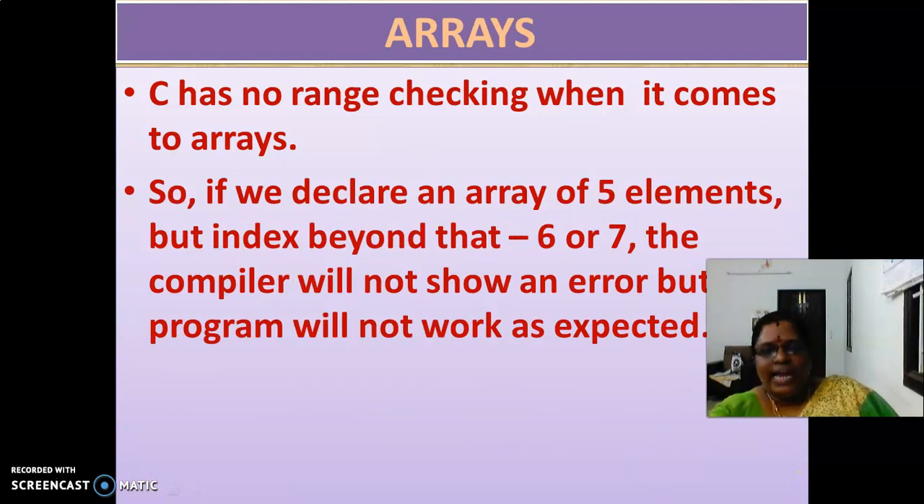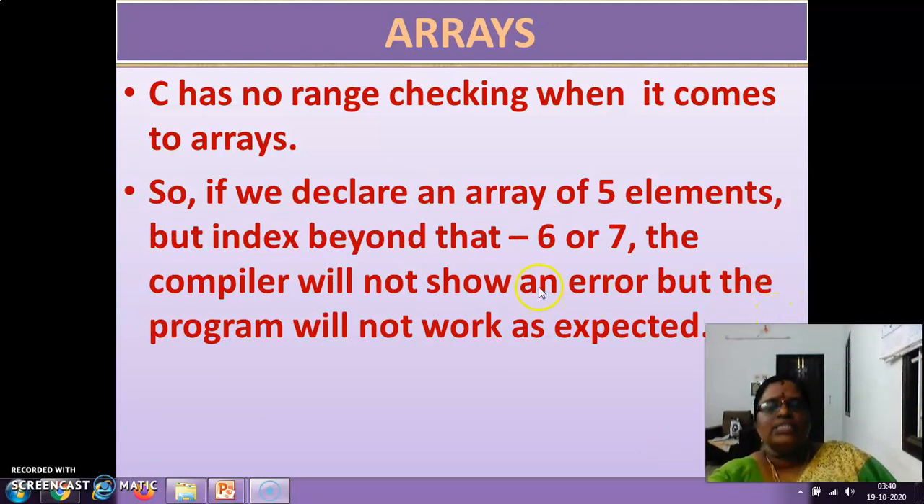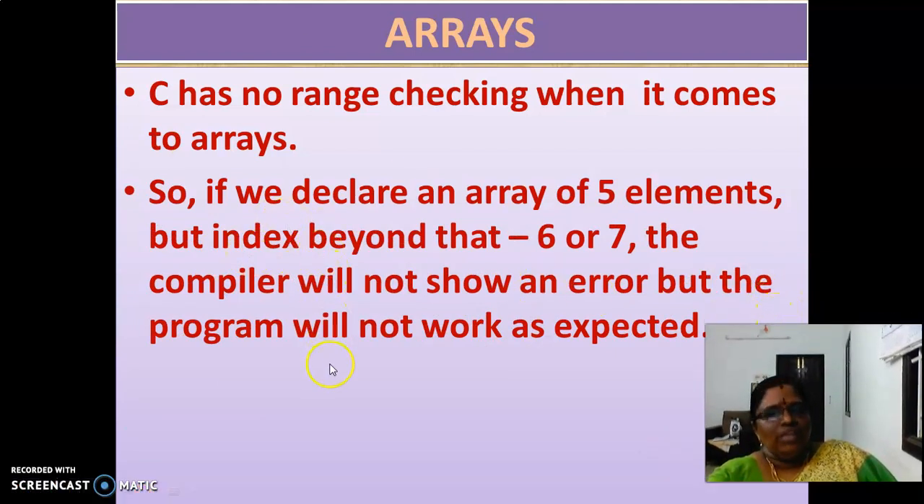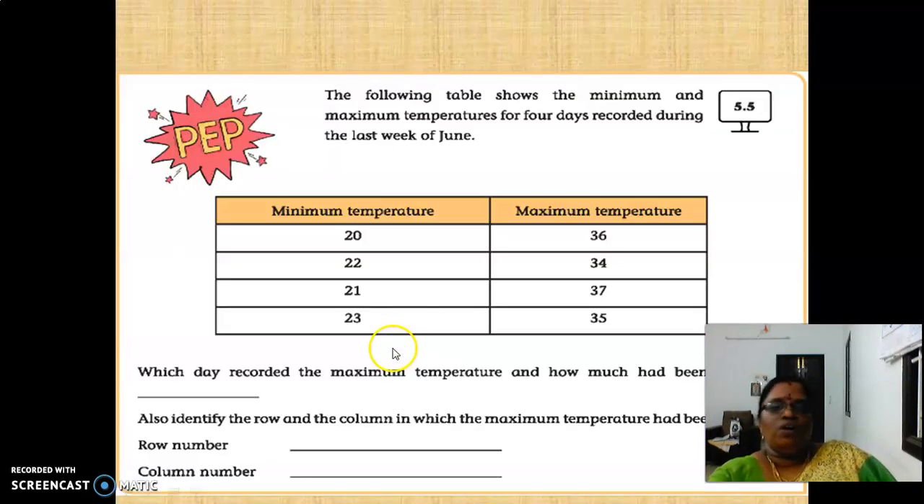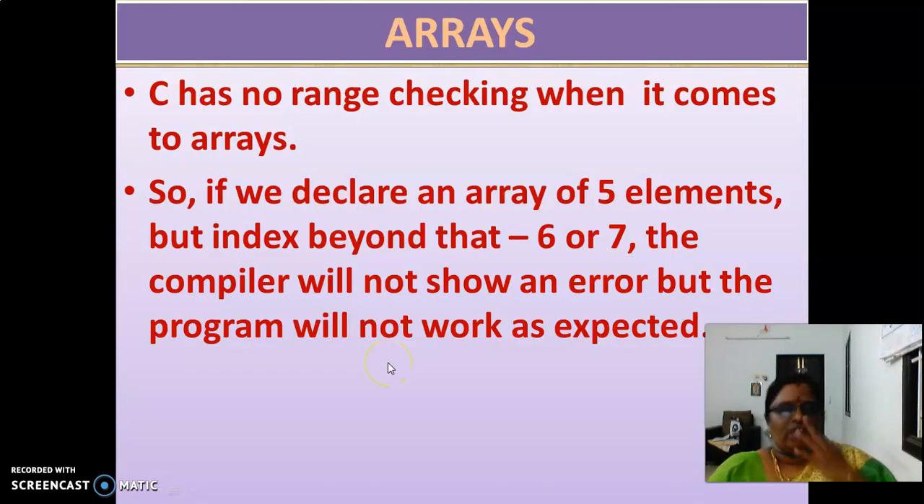So, if we declare an array of 5 elements, but an index beyond that, that is the 6th or 7th index, is given, the compiler will not show an error, but the program will not work as expected.